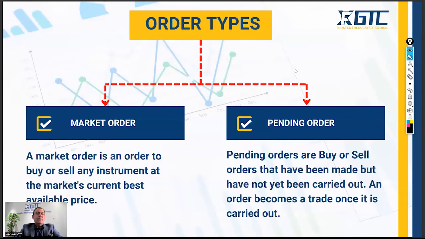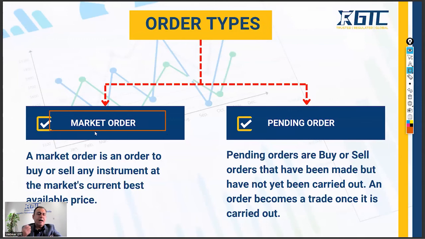Now, the next topic of the day is order types. We can set market orders whenever we are trading, or we can set limit or pending orders, limit and stop orders, which are known as pending orders. In a market order, the system will execute the trade at the given market price.